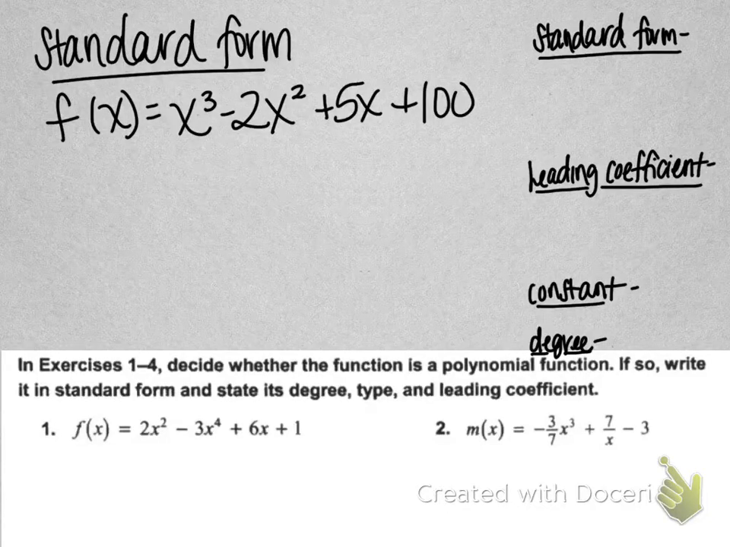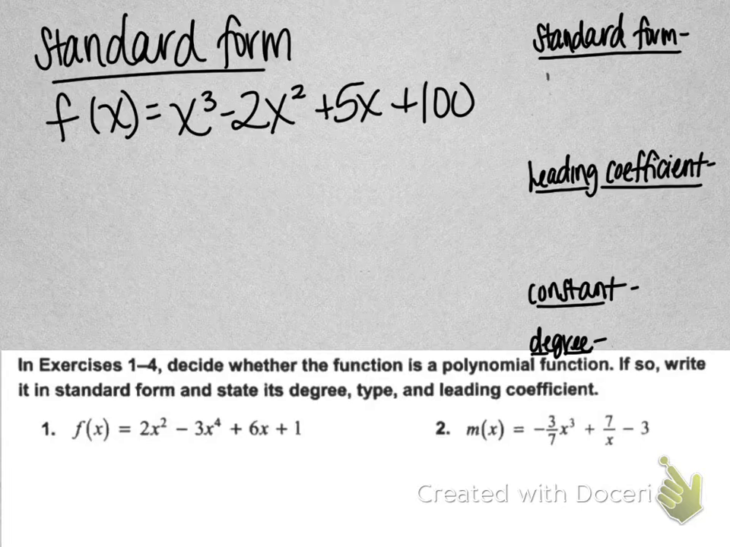So 4-1 is all about polynomial functions, and it starts off by just naming the different types and being able to identify what is and is not a polynomial. And we'll focus on what is not a polynomial in a second. But as you can tell, I have some vocabulary listed here as well as an example in standard form already. So let's define standard form.